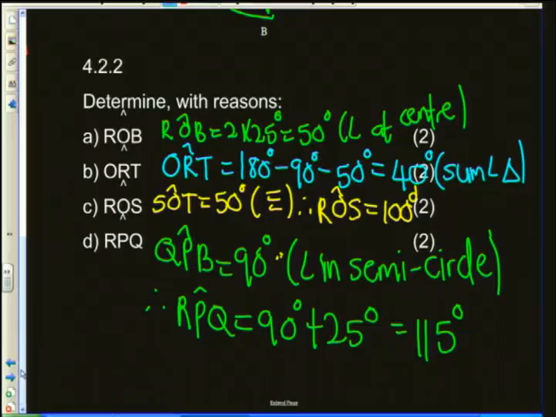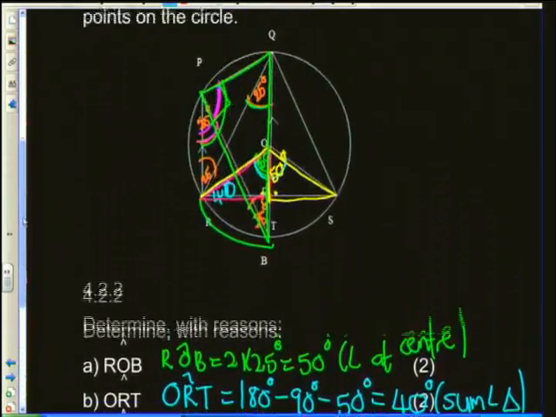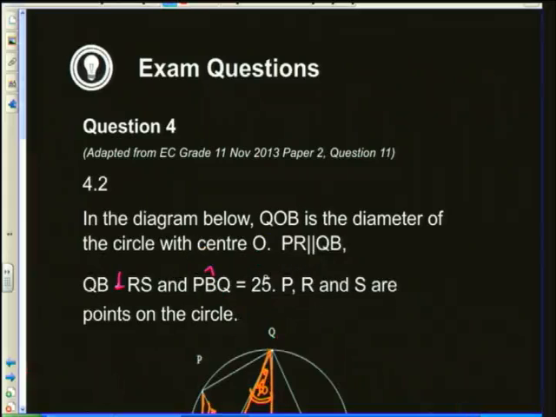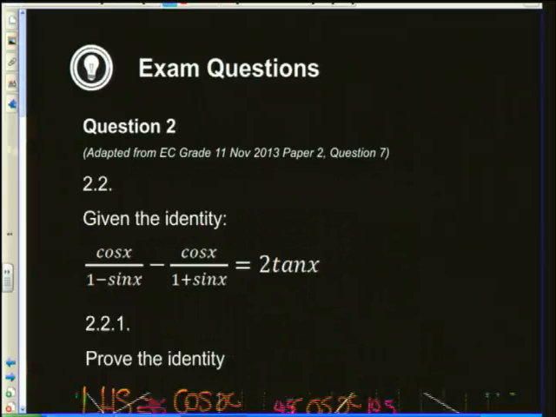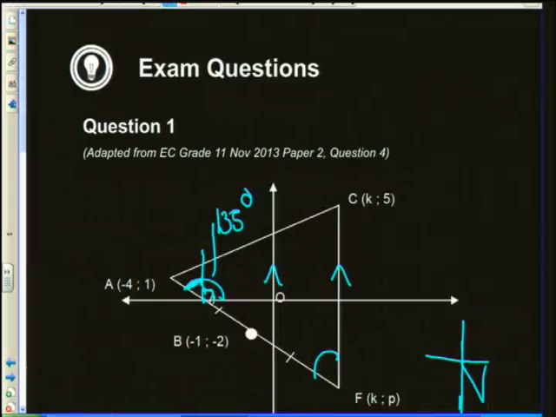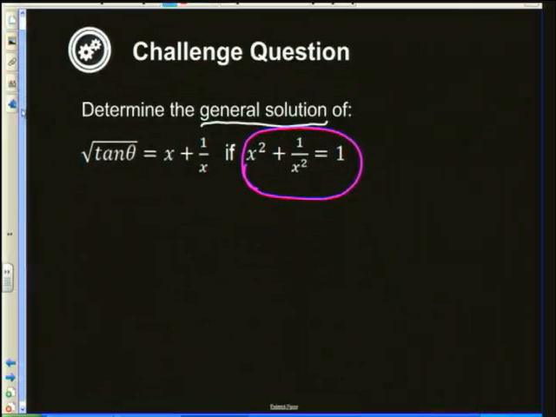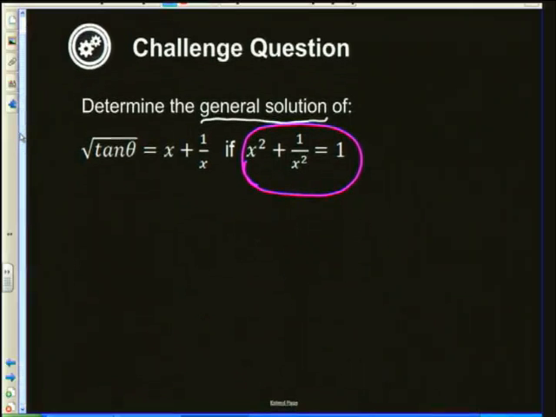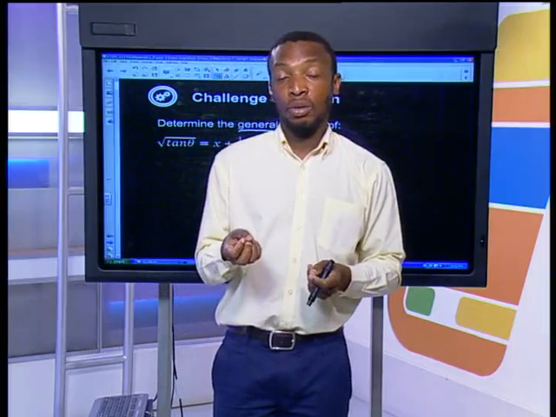I would like us to go back to our challenge question and see how many of you have gotten that right. Okay, let's go back to the top. Okay, here's our challenge question here. It says, determine the general solution of tan theta is equal to the square root of x plus 1 over x, if you are given that x squared plus 1 over x squared equals 1. Right, so let's take it away. We need to work out what theta is equal to, okay? So the first step to do that is to work out what tan theta is equal to. And if you know what tan theta is equal to, you can then work out what theta is equal to.